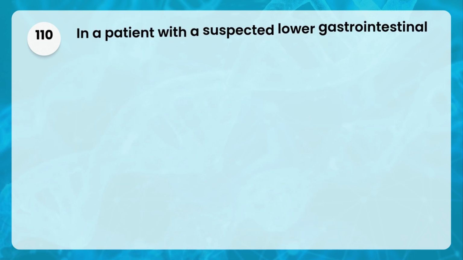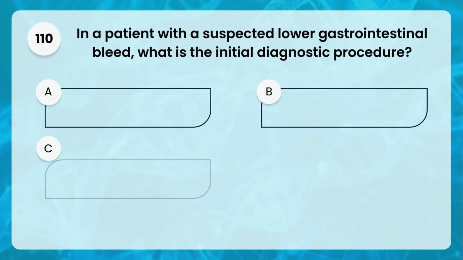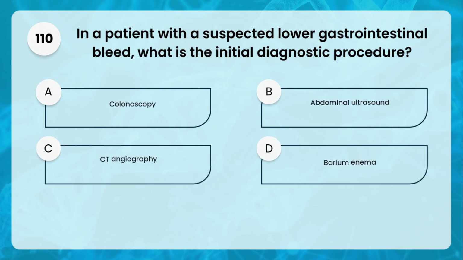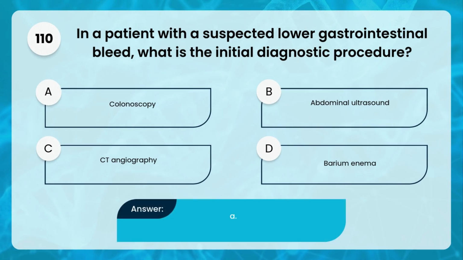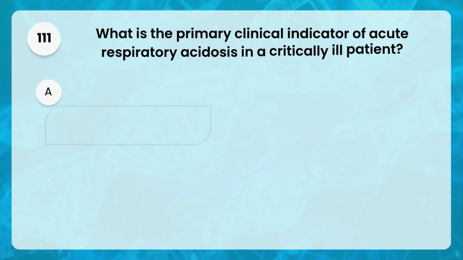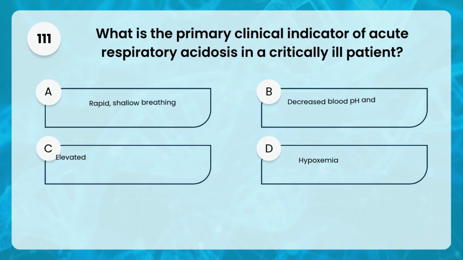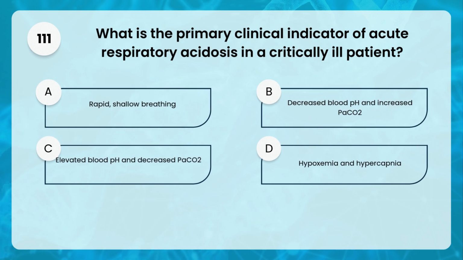Number 110. In a patient with a suspected lower gastrointestinal bleed, what is the initial diagnostic procedure? A. Colonoscopy. B. Abdominal ultrasound. C. CT angiography. Or D. Barium enema. The answer is A. Colonoscopy.